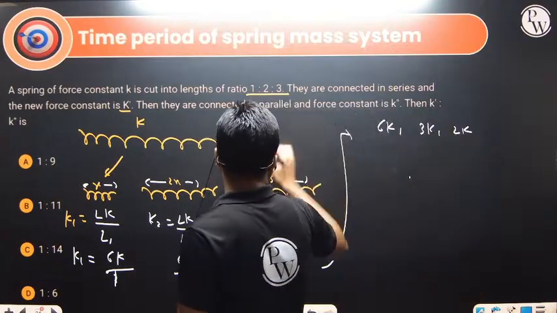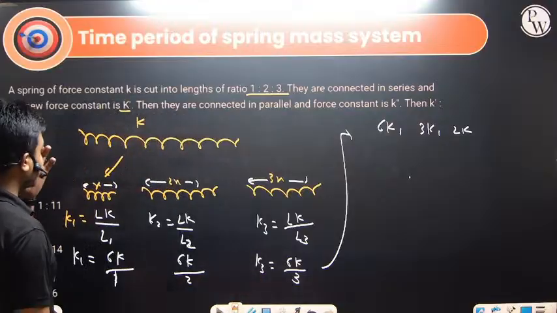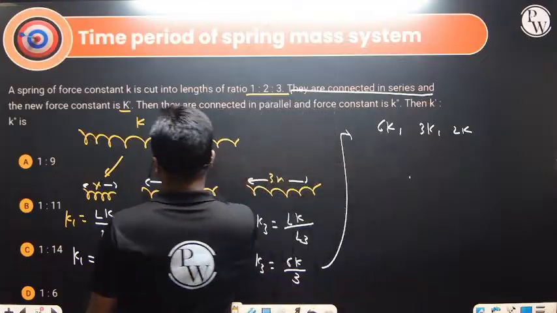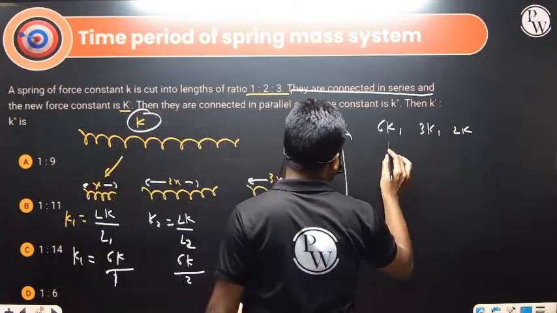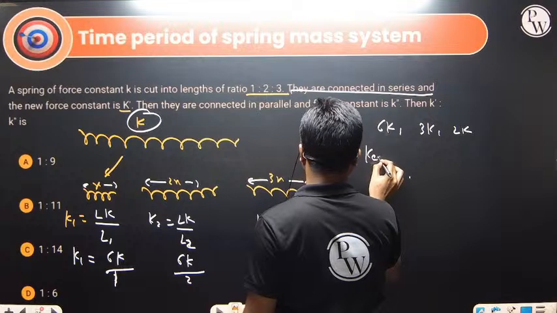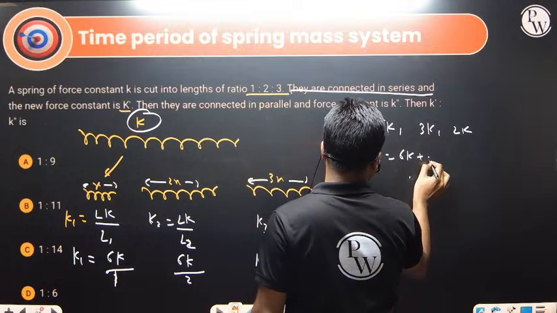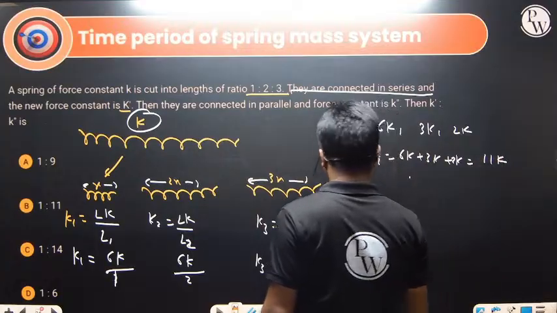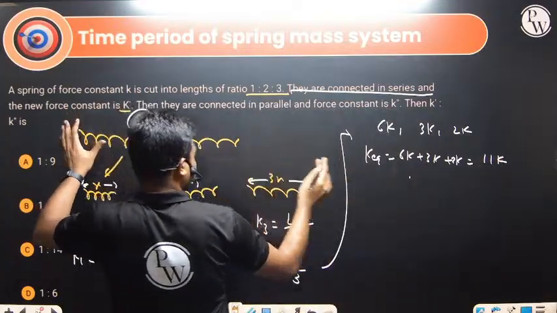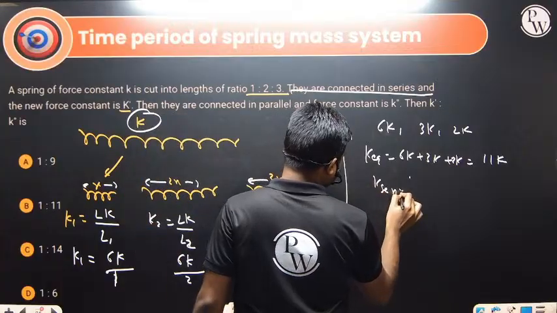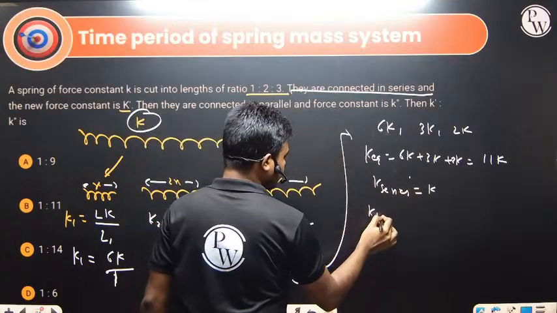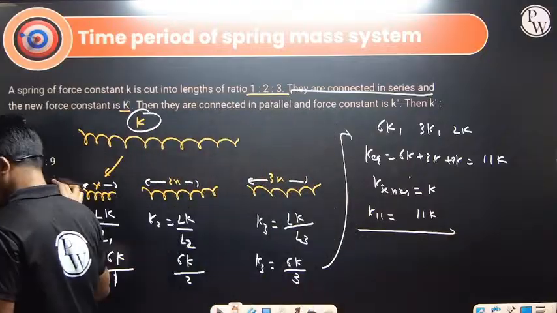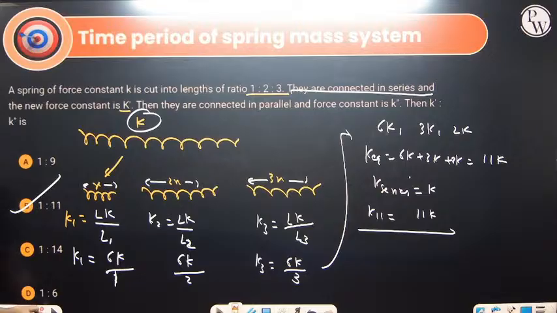First they are connected in series, which gives the same value k. When they are connected in parallel, the equivalent k is given by 6k plus 3k plus 2k, so we get 11k. So k in series equals k, and k in parallel equals 11k. The ratio is 1 by 11.